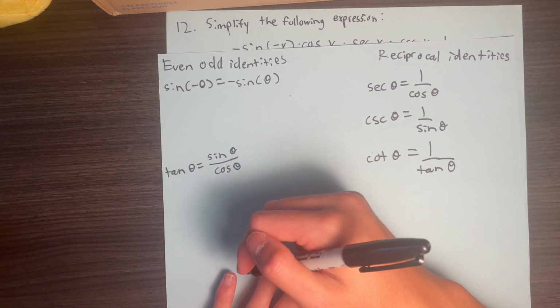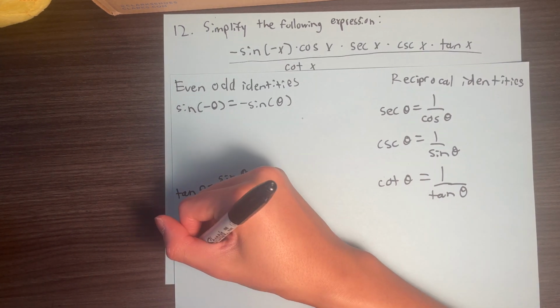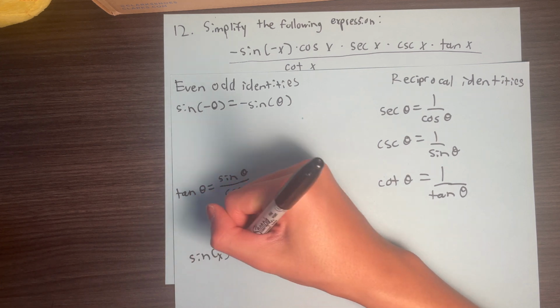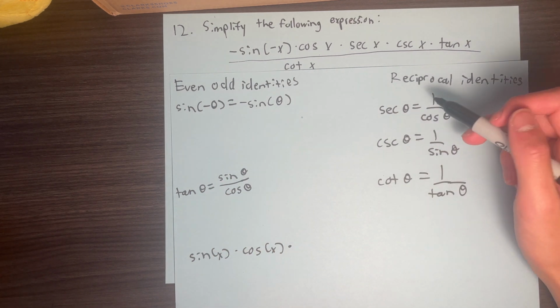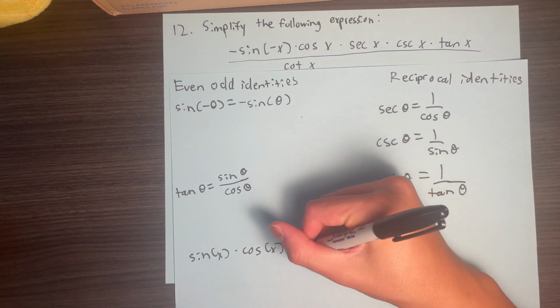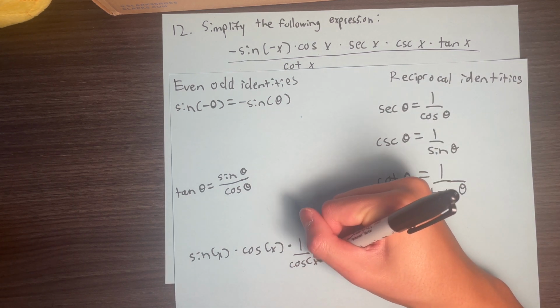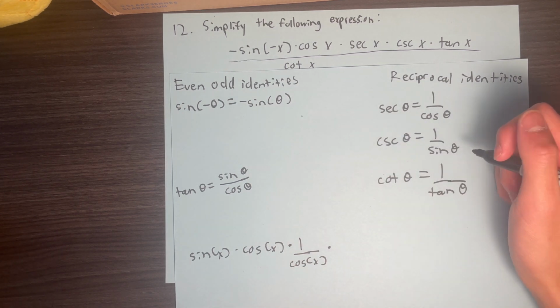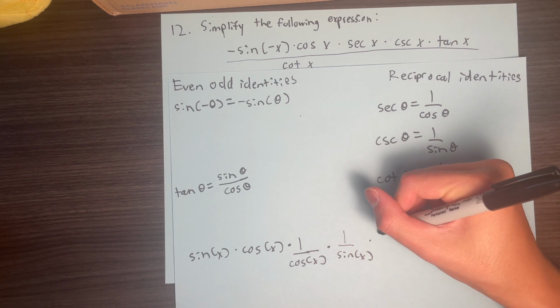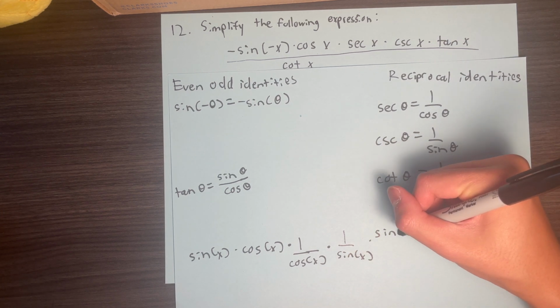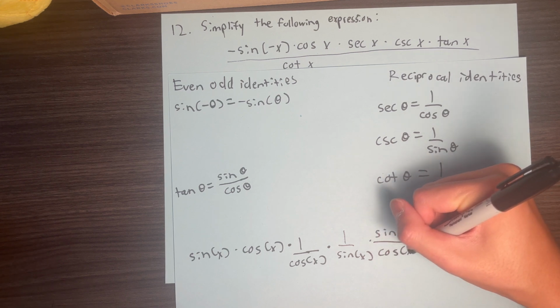So I'm going to write that down over here. Sine of x times cosine of x, since that is already pretty much simplified for us. Remember, secant of theta is 1 over cosine of theta, so we can write down 1 over cosine of x. Cosecant is 1 over sine of theta, so this is 1 over sine of x. You can write tangent as sine of x over cosine of x.